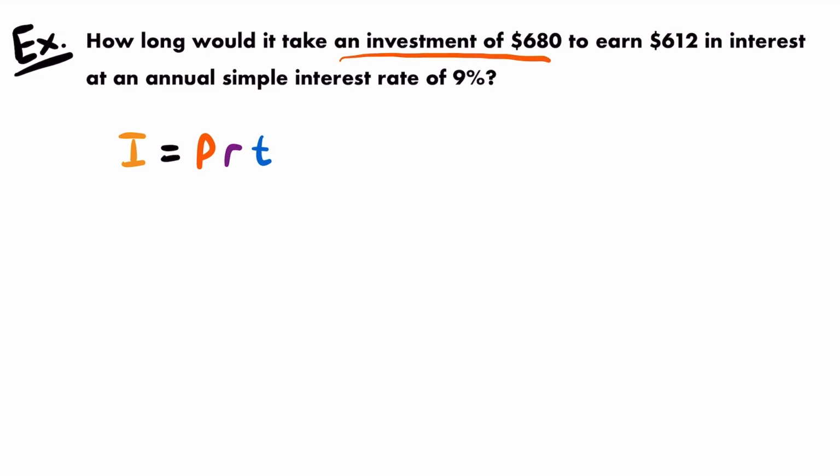And so that would be the value of P, the amount of the investment, or the principal, is 680. And then we want to know how long it would take that investment to earn $612 in interest. So that is the amount of interest I. So I is equal to 612.